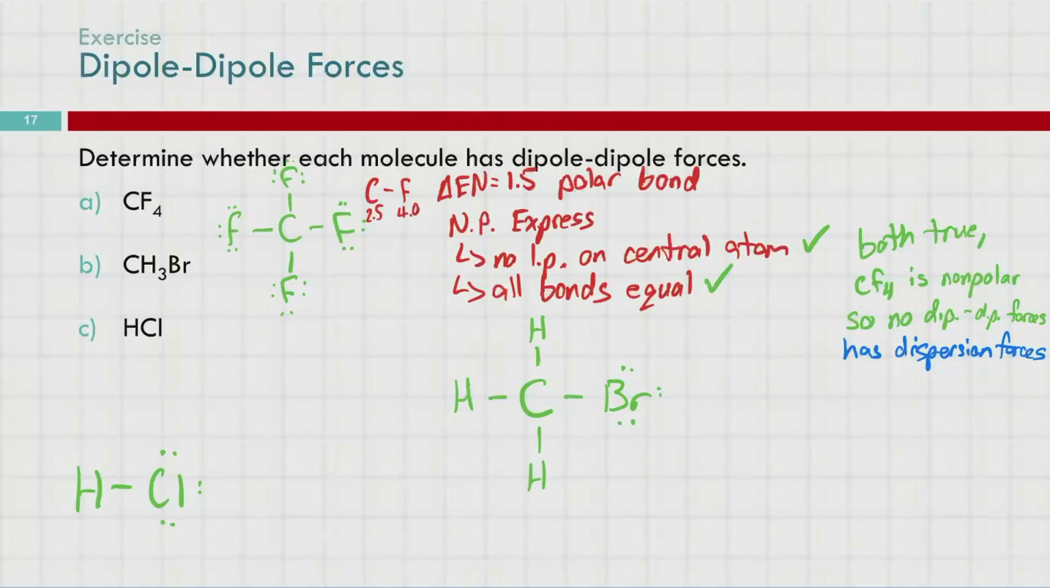All right. What about CH3Br? We can go through our nonpolar express checklist. No lone pairs on the central atom. This is true.